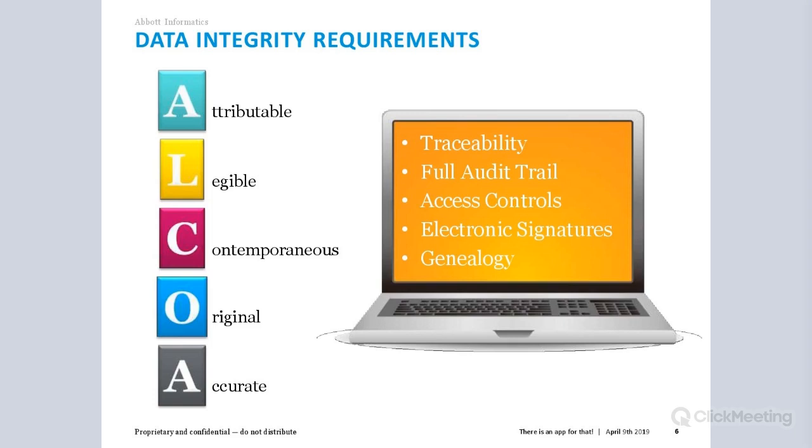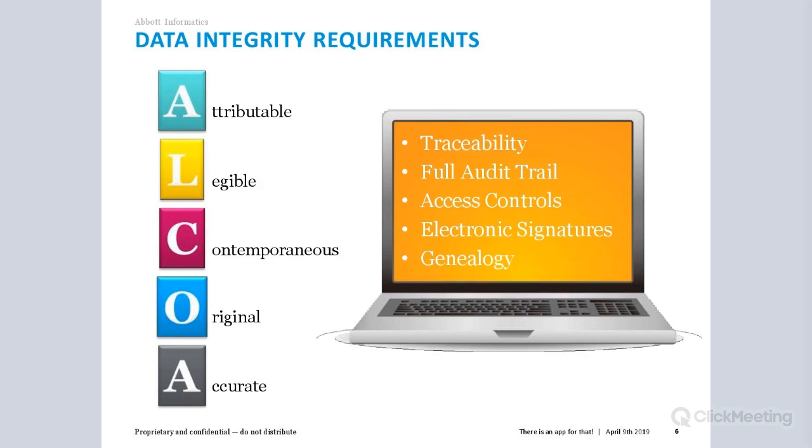So if we look at attributable, it means who performed the action and when. All data entered into LIMS can be attributed to the user that was logged in at the time, and changes made in the system can be configured to require electronic signatures and a reason. So you're ensuring that your results or data entry is always attributed to the person.